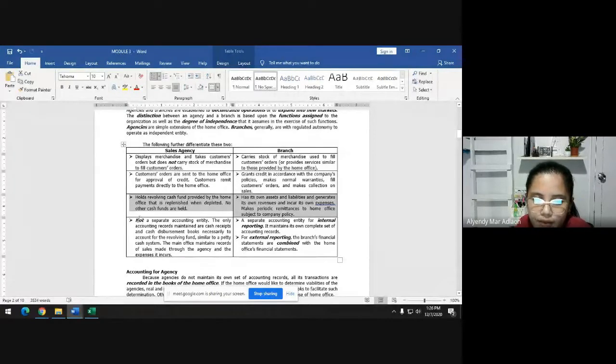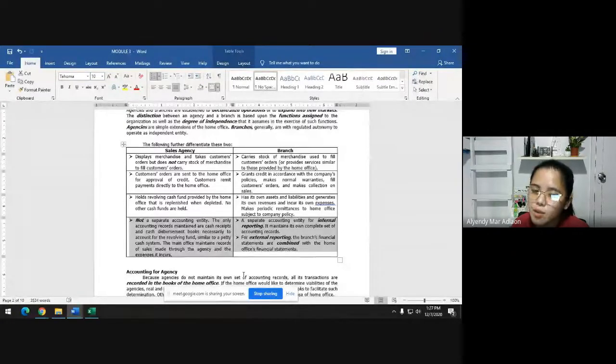And then we have the last differentiation. In a sales agency, it is not regarded as a separate accounting entity. The only accounting records maintained are cash receipts and cash disbursement books, necessarily to account for the revolving funds, similar to a petty cash system. The main office maintains records of sales made through the agency and the expenses it incurs. So, sales agency is not treated as a separate accounting entity. Therefore, wala sila kaugalingon nga books. What they have is only a list of the cash receipts and a list of cash disbursements.